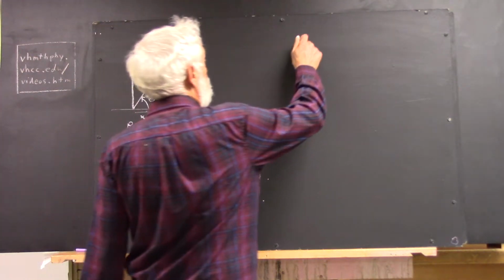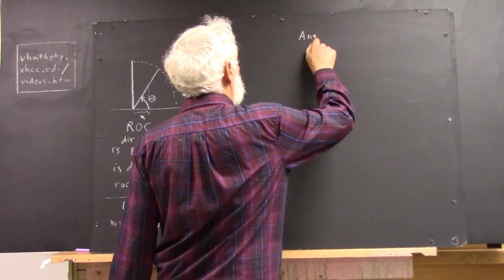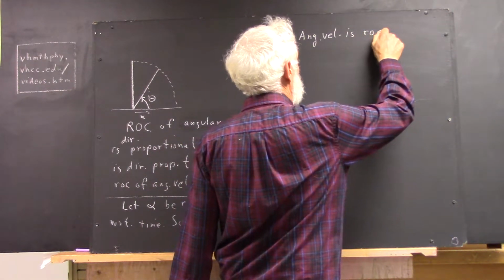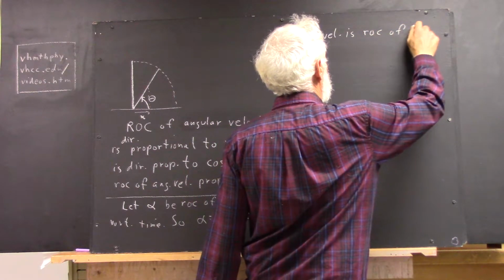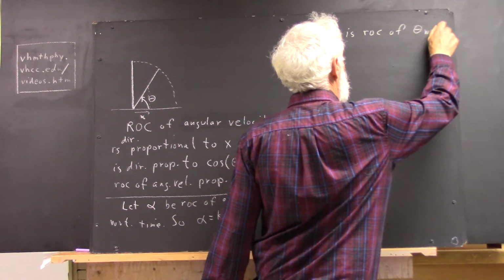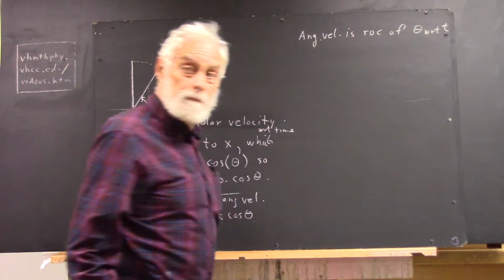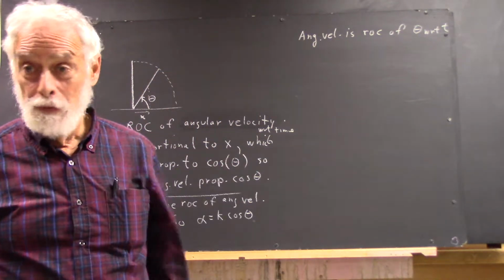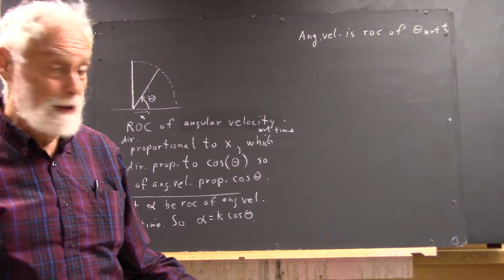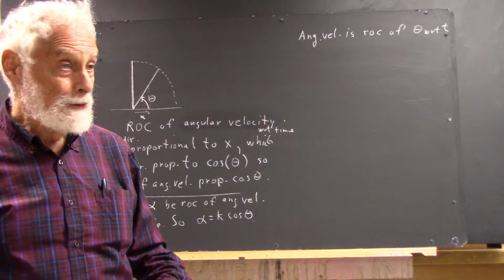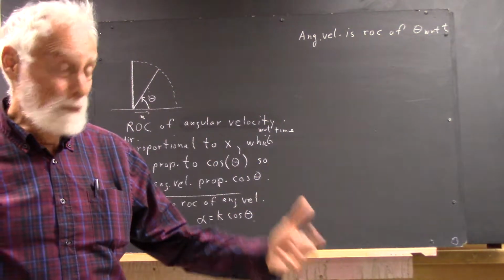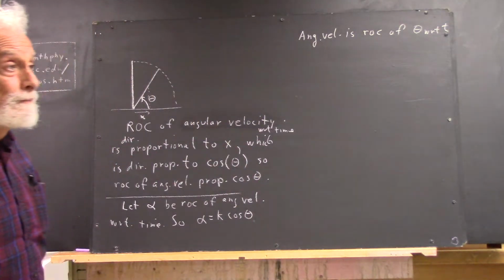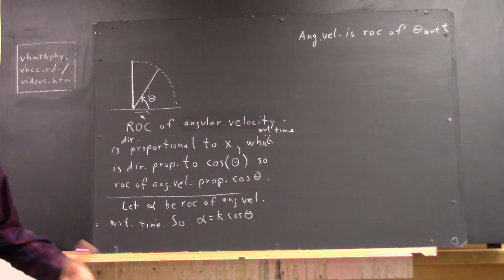Now, another thing, angular velocity is the rate of change of theta with respect to time. Just like velocity is your change in position with respect to time, your rate of change of position with respect to time, angular velocity is the rate of change of angular position with respect to time, and angular position is the angle. Okay? So that's why we use the word angular here.